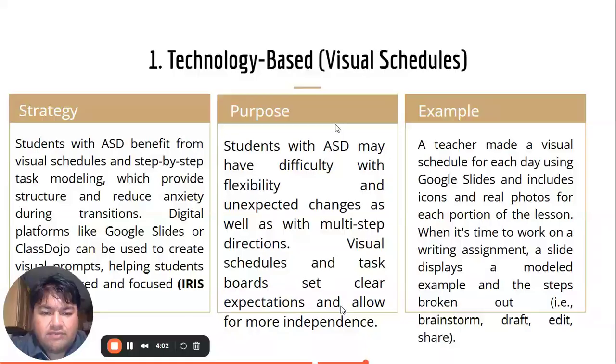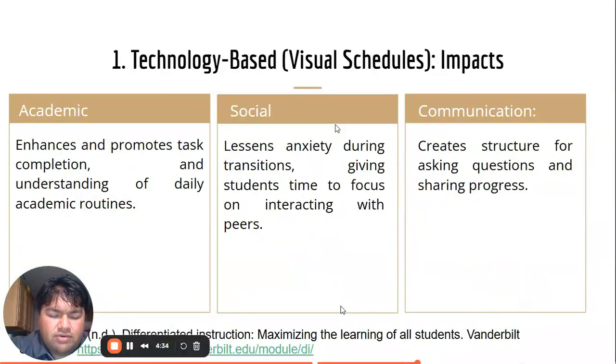So here we have strategy one, technology based, which is visual schedules. The first strategy uses technology, specifically visual schedules created in Google Slides, PowerPoint, or ClassDojo. These help students understand expectations, reduce anxiety, and stay organized. Visual modeling of steps, like for writing, helps with task completion and builds independence. According to the IRIS Center, this kind of structural support is especially helpful for students with ASD. And here are the impacts of number one, technology-based: academic, social, and communication.